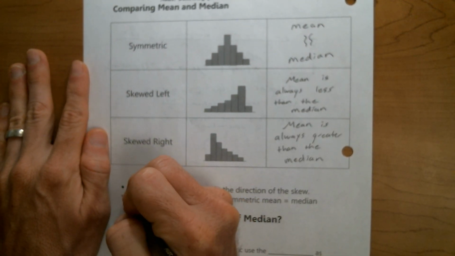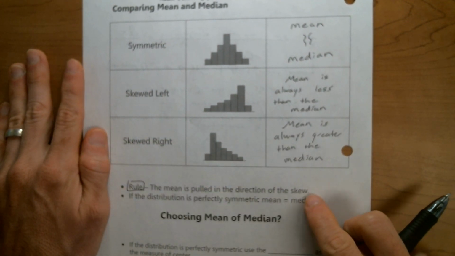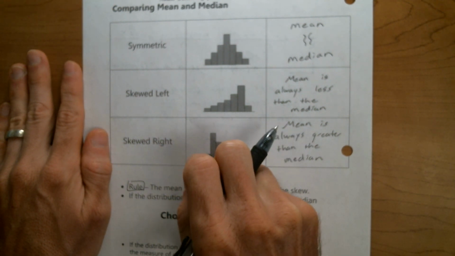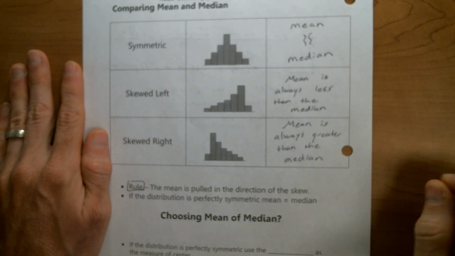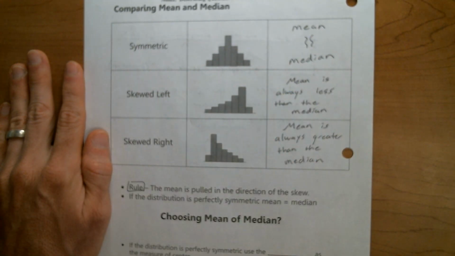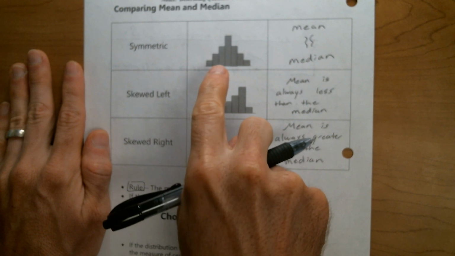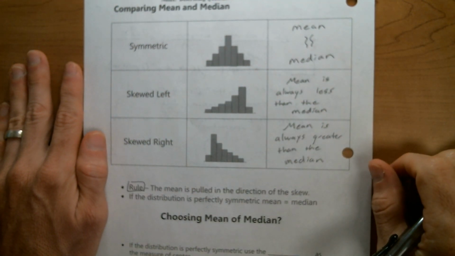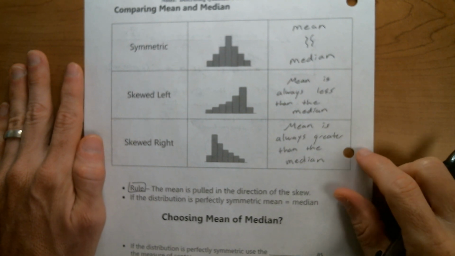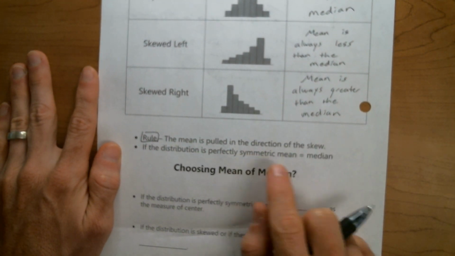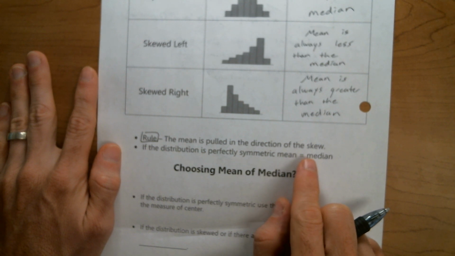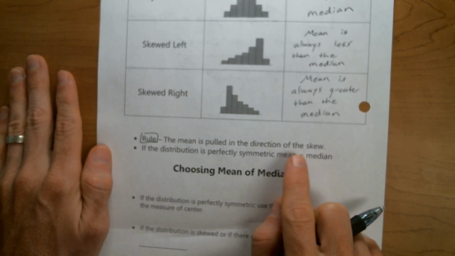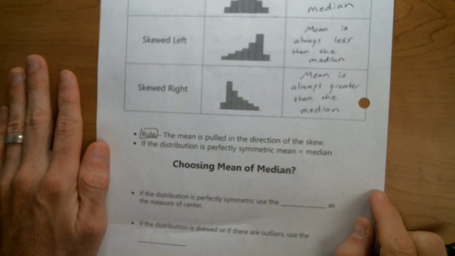The rule is that the mean is pulled in the direction of the skew. So if it's skewed right, the mean gets pulled to the right, which makes it larger. If it's skewed left, the mean gets pulled to the left, which makes it smaller. And if it's symmetric, it's stuck in the middle, and it's approximately equivalent to the median. And if it's perfectly symmetric, they will be equal, but a lot of times data is not going to be perfectly symmetric, so there might be a little variation between these two things.